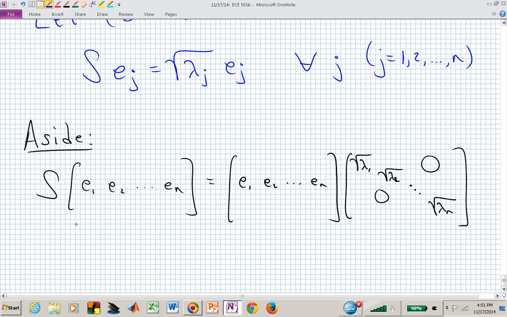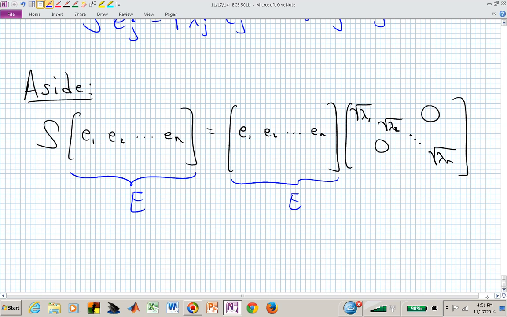Let me now call these, this is the same matrix. Let me just call that E. I haven't yet said anything about S, it's just some matrix. But I do know my E's and my lambdas, so I can build up all these other three pieces.